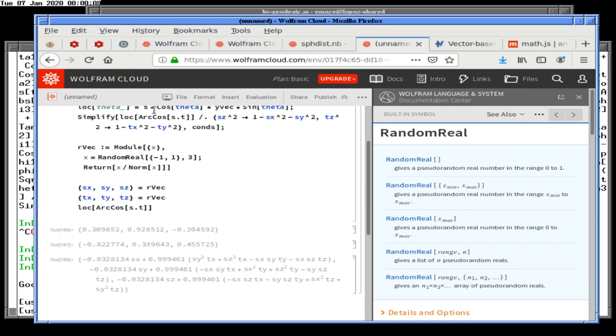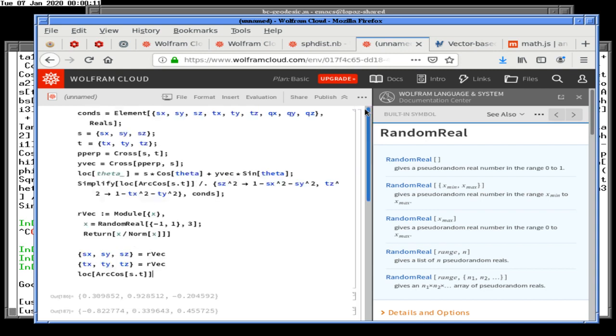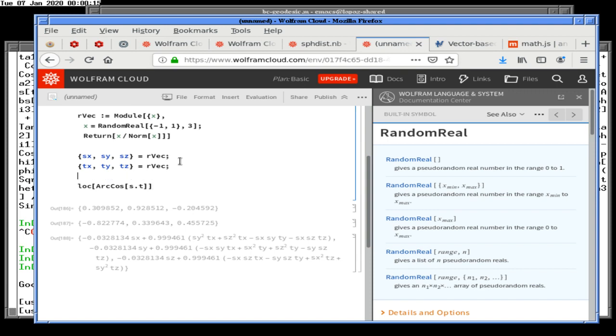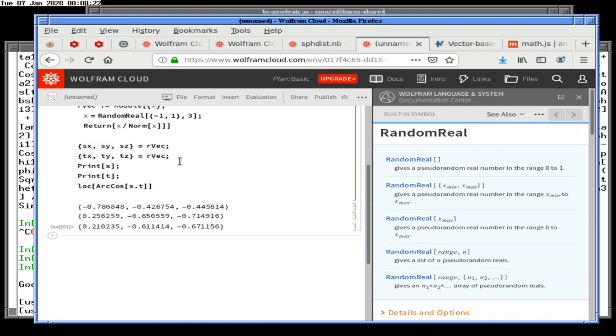Okay, hang on. I think this should change the values of S and T. So let's just really quickly make sure that happens. And when you do a print, you can put a semicolon in front of it because you're actually printing. There we go. Alrighty. So we have S and T.